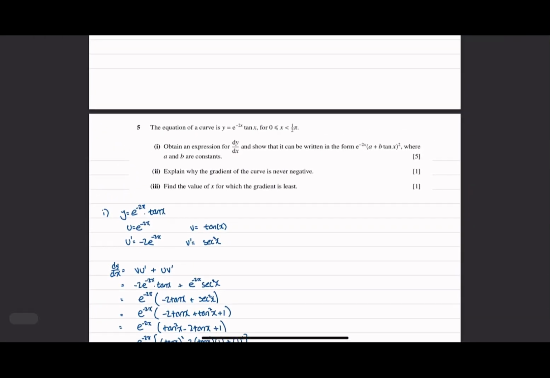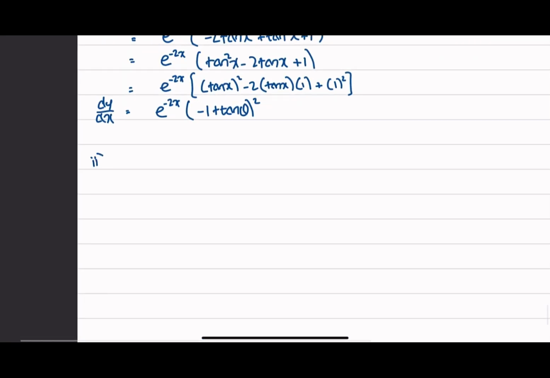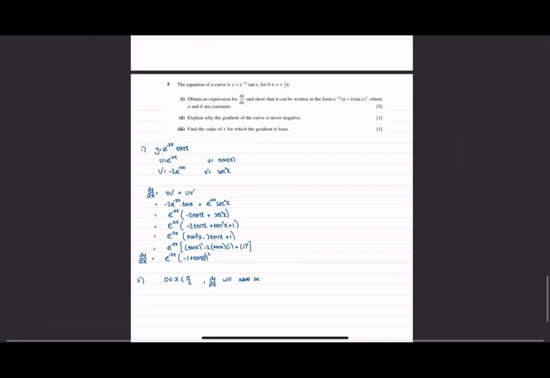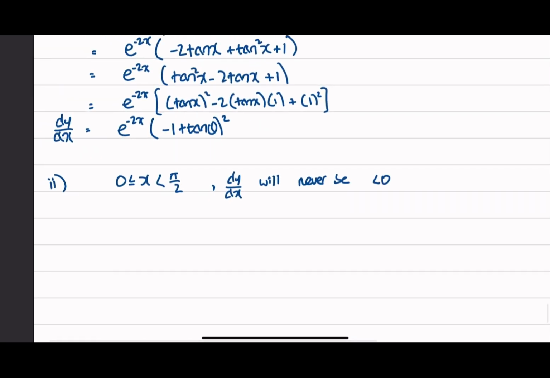And part 2 says explain why the gradient of the curve is never negative. It is never negative because for values of x from 0 inclusive to less than pi over 2, dy dx will never be negative. Dy dx will never be less than 0 or negative.